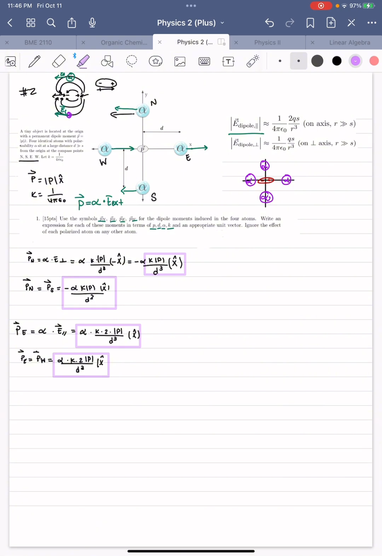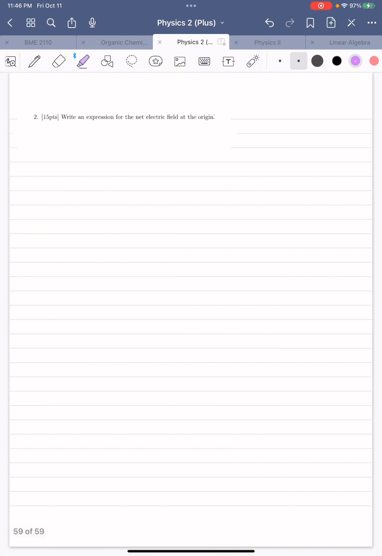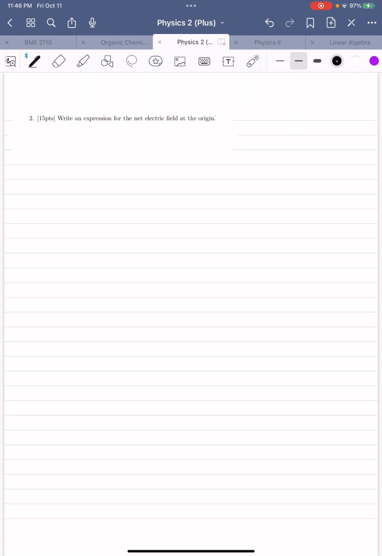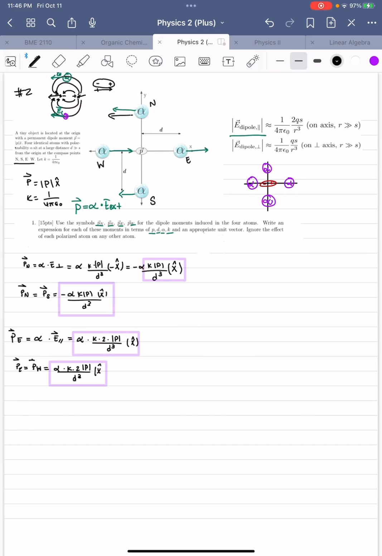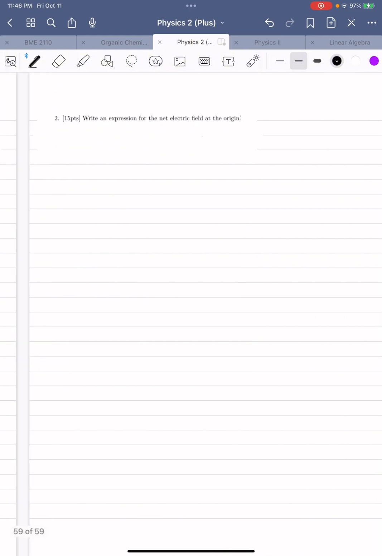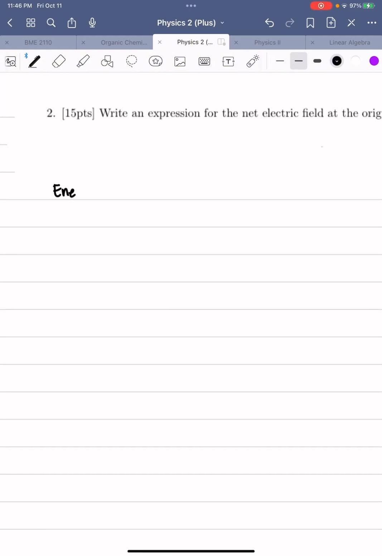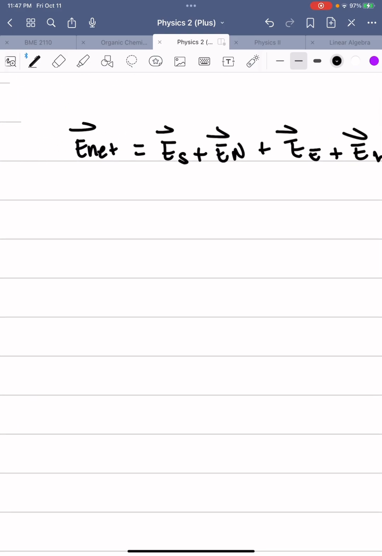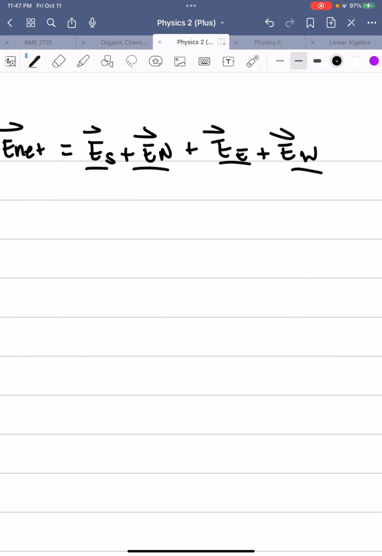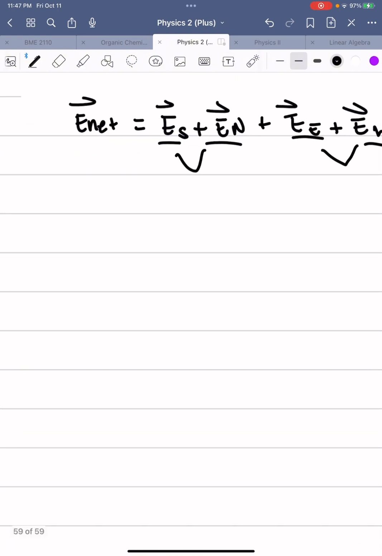Okay, so that's our first question. Now we have that, and so this is our second question. It says write an expression for the net electric field at the origin. So the net electric field is practically the summation of all our polarized atoms. So it's going to be like this: E net equals E south plus E north plus E east plus E west. So we're going to calculate each of these, but these two and those two are the same, so we can go straight ahead to both of them.